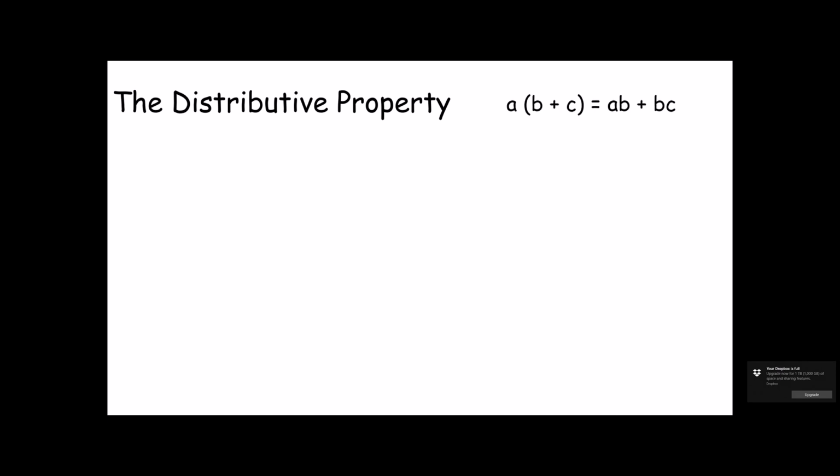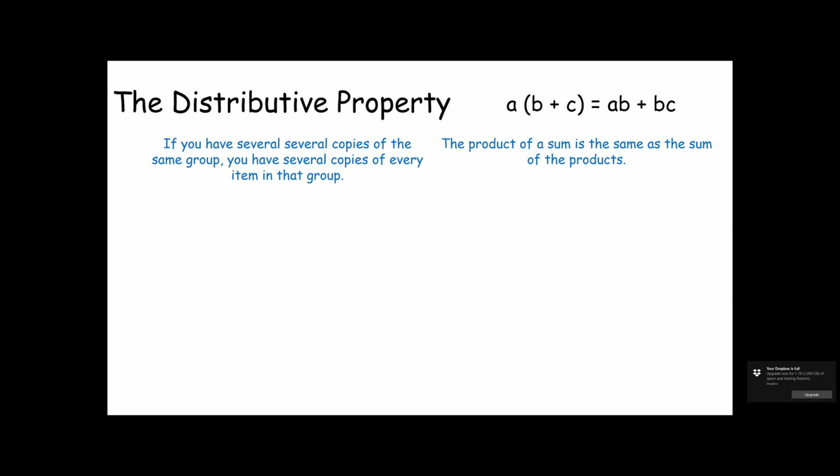In formal algebraic language, we would say A times the quantity B plus C equals AB plus AC. And most of my students would look at me like I was crazy when I gave them that formula. But in very simple language, it says if you have several copies of the same group, you have several copies of every item in that group. And kind of a hybrid between the 2 types of language, you could say the product of a sum is the same as the sum of the products. Once again, most of my students are still pretty confused at this point.